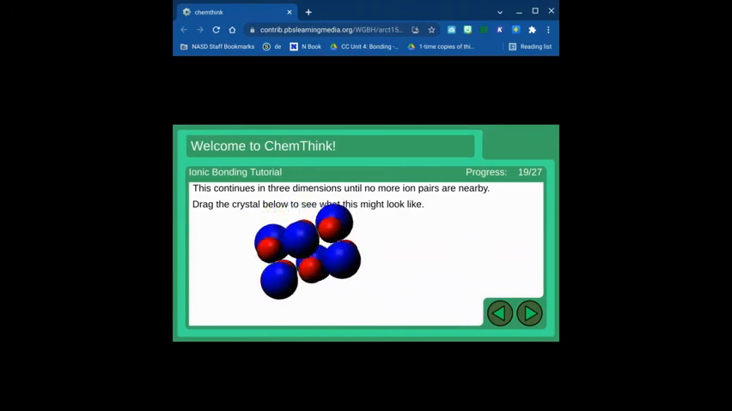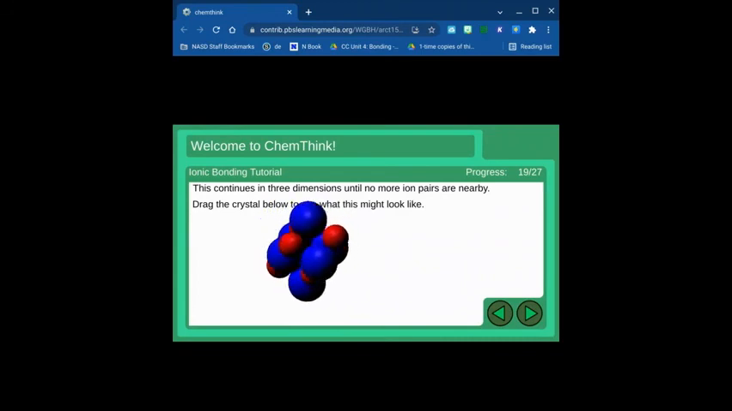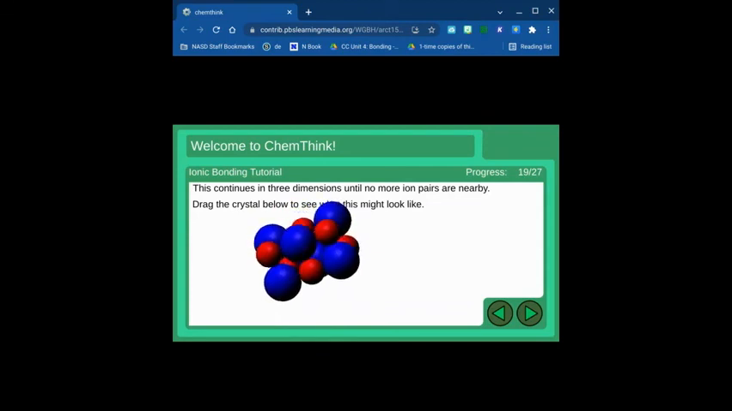Okay, you can see me demonstrating a crystal below. So instead of calling this compound a molecule, we call it an ionic crystal. Answer your next question.